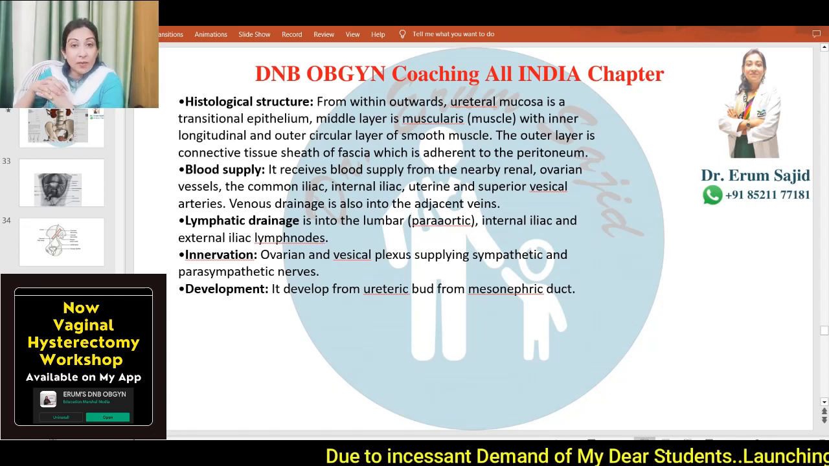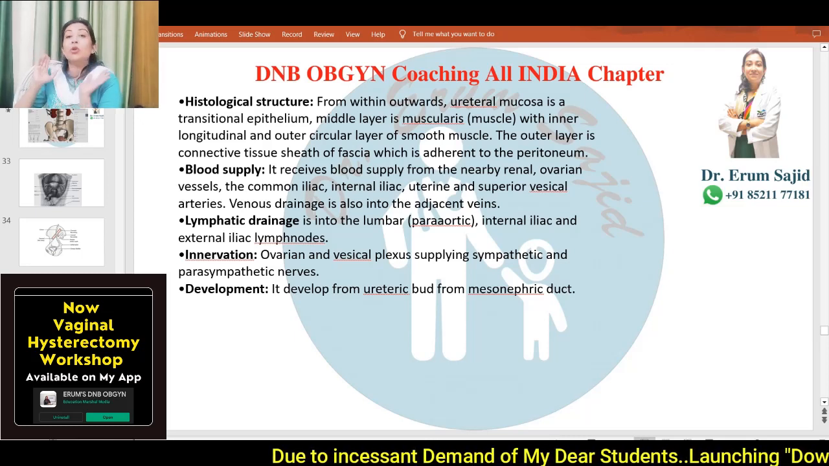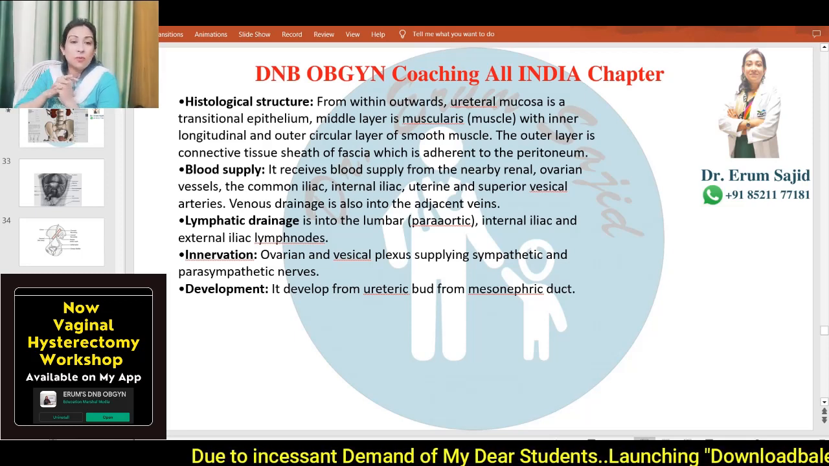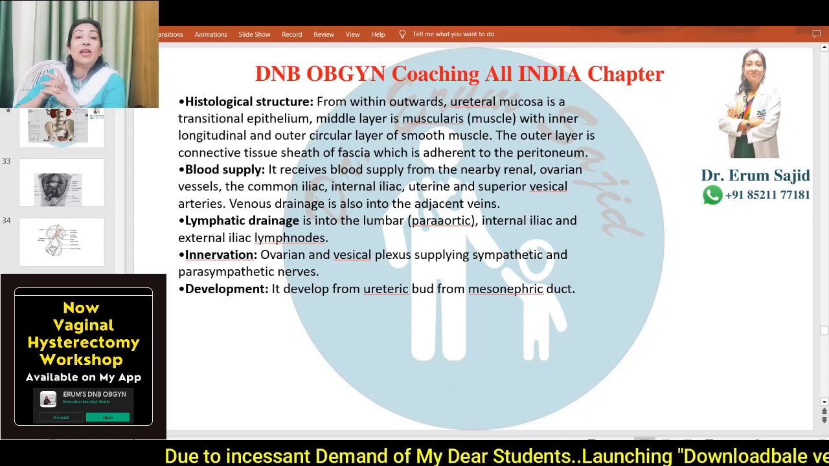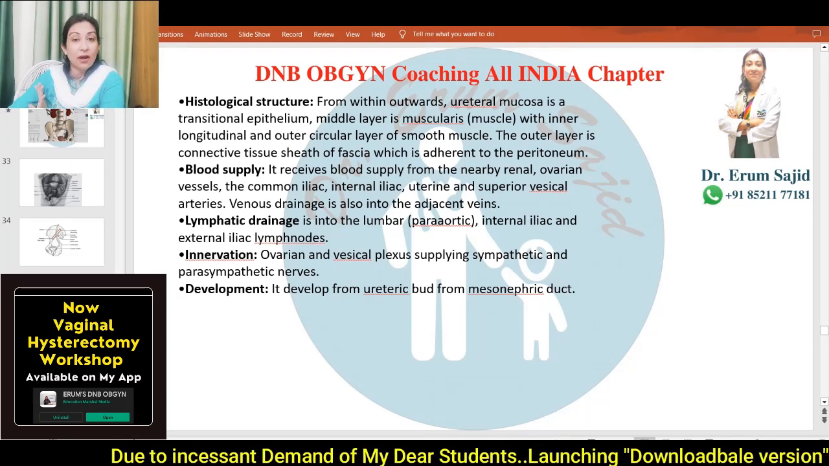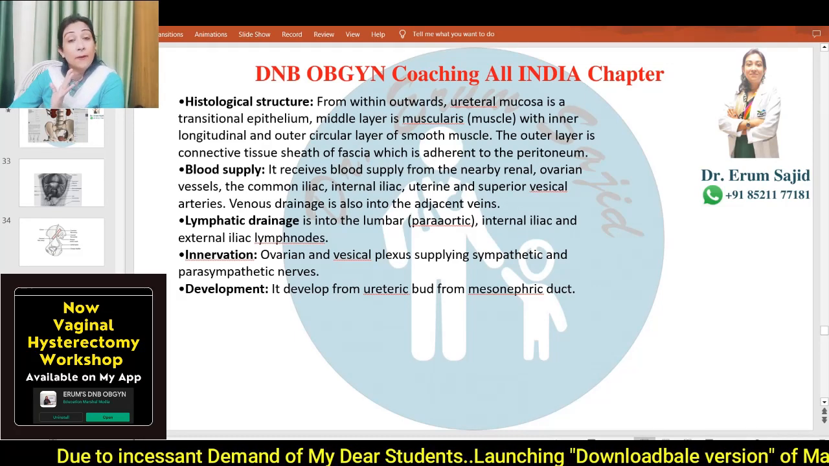Ovarian and vesical plexus are responsible for supplying sympathetic and parasympathetic nerves. That's all you need to know. Nobody asks about ureteric innervation. They ask about bladder. A lot about bladder. Do not ask so much about ureteric innervation. And it develops from the ureteric bud from the mesonephric duct. You should know that. Bladder was developed from urogenital sinus.